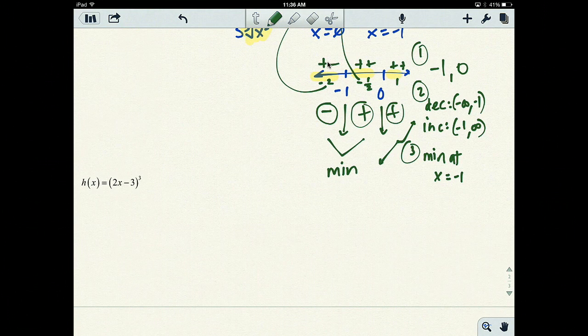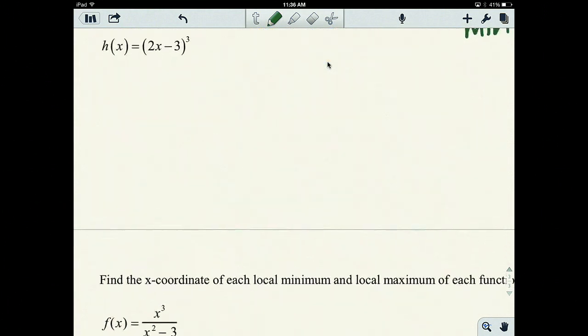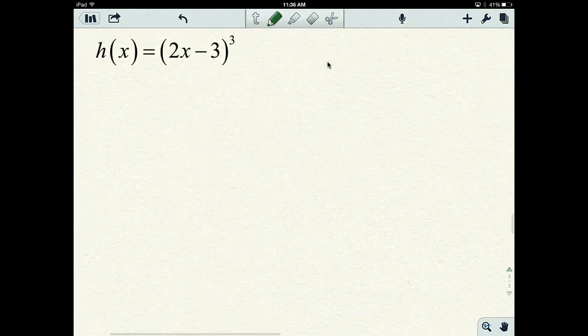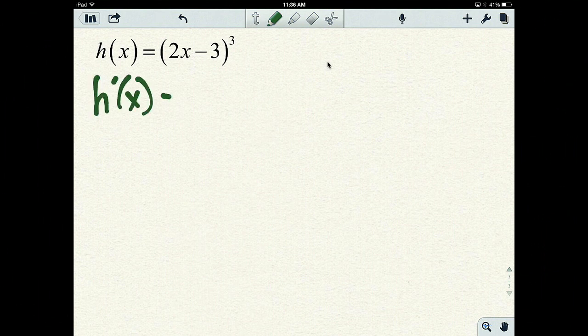And the last example I want to give you, I don't think it's as difficult as that last one, but let's look at this function. And I say I want to know where the max and mins of this problem are. Again, the very first step you're going to do is take the derivative.